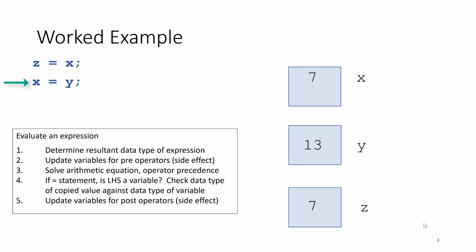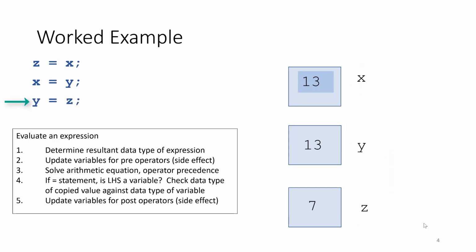Looking at the next statement, x is assigned the value of y. Again, because they are all declared as integers, we can assign an int to an int. Looking at the right-hand side, we evaluate the expression. The variable y has a value of 13. That is then copied into the variable x. So 13 is copied into the variable x.